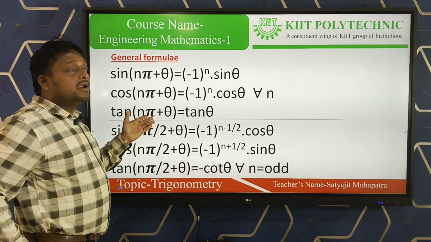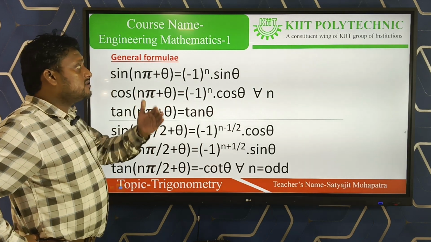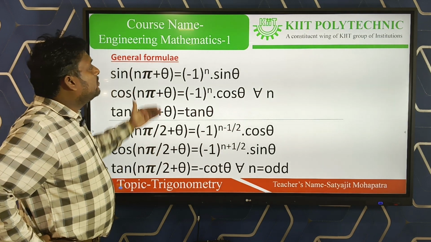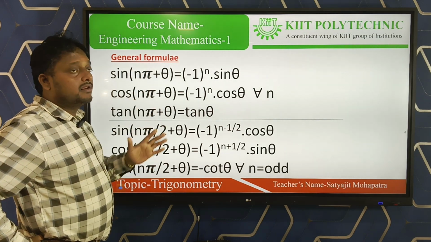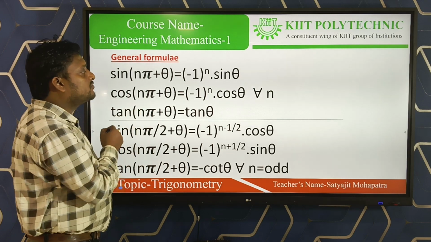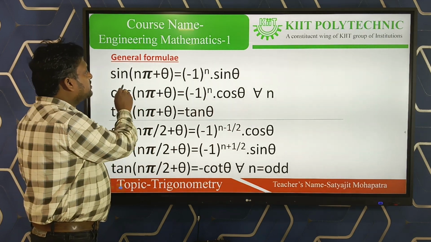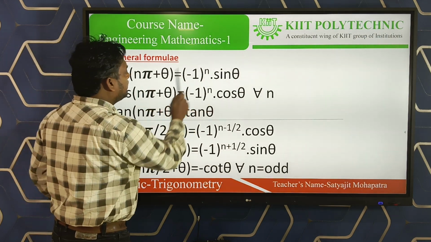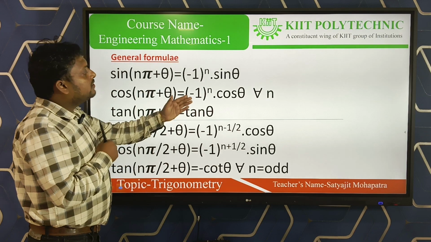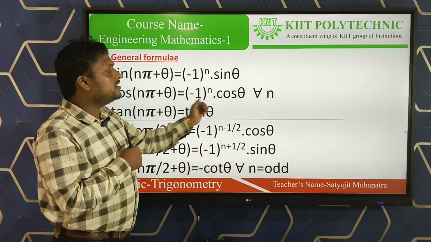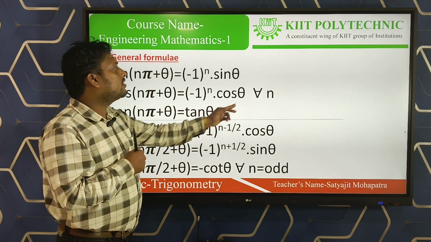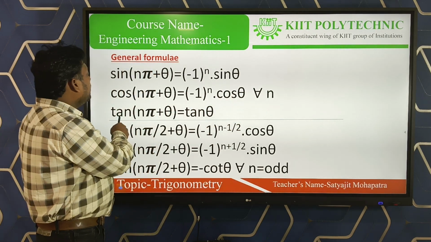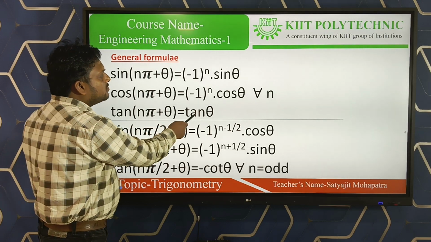See, it's very important, all have to know, because the ASTC formula comprises only 4 quadrants. After that, what will be the formula in general? So here the general formula comes into effect. All of you see, this is sine of n pi plus theta. The formula is minus 1 to the power n into sine theta. Cos of n pi plus theta, the formula is minus 1 to the power n into cos theta. This holds for all n. N may be positive, negative, or any even or odd number. So tan of n pi plus theta equals tan theta.